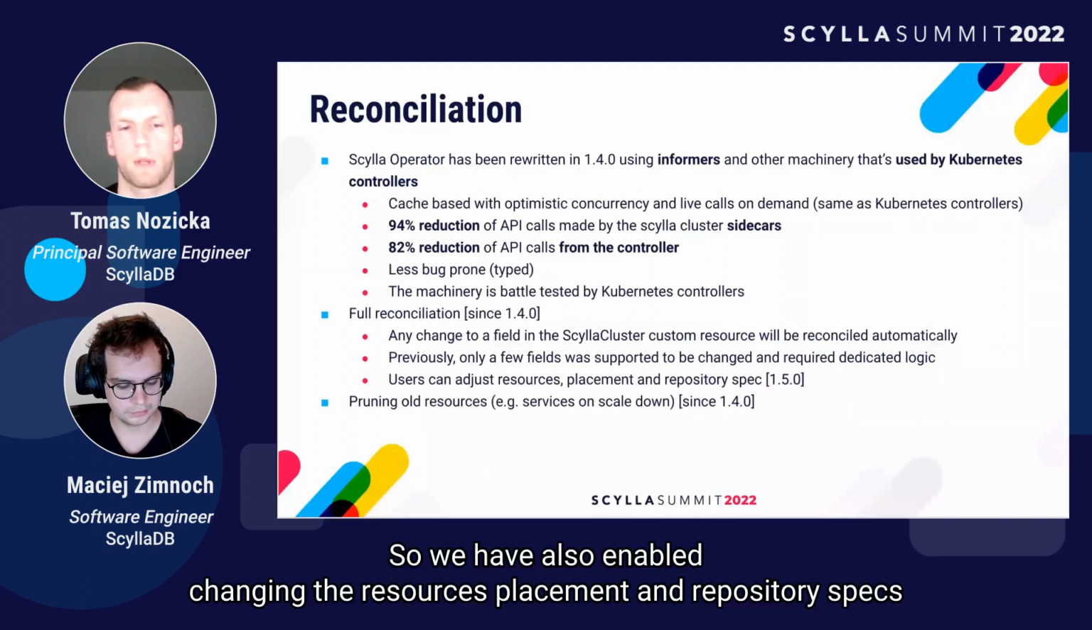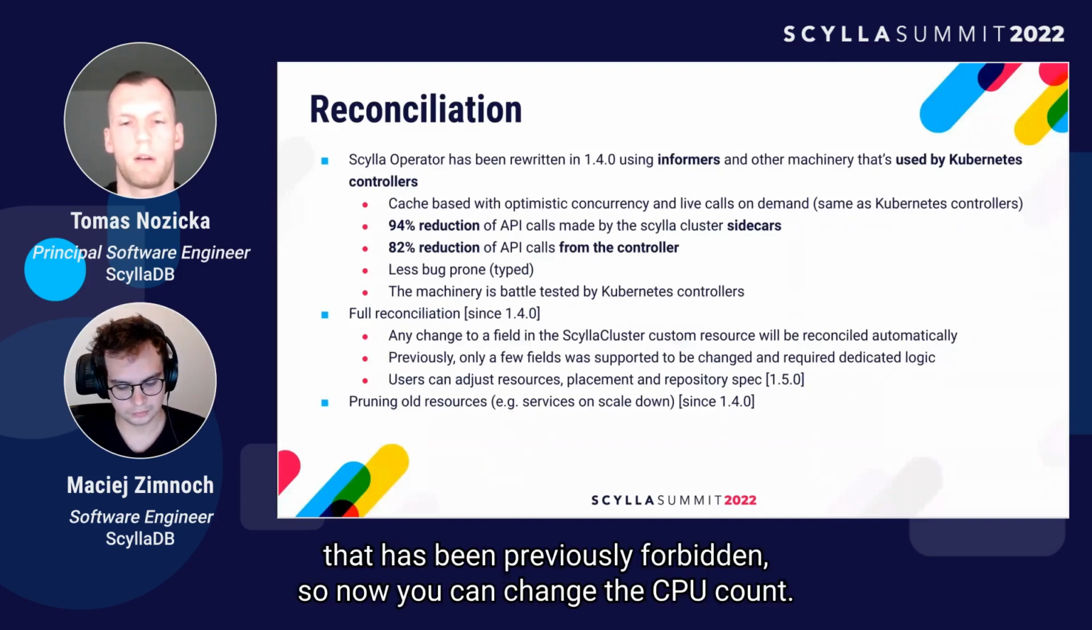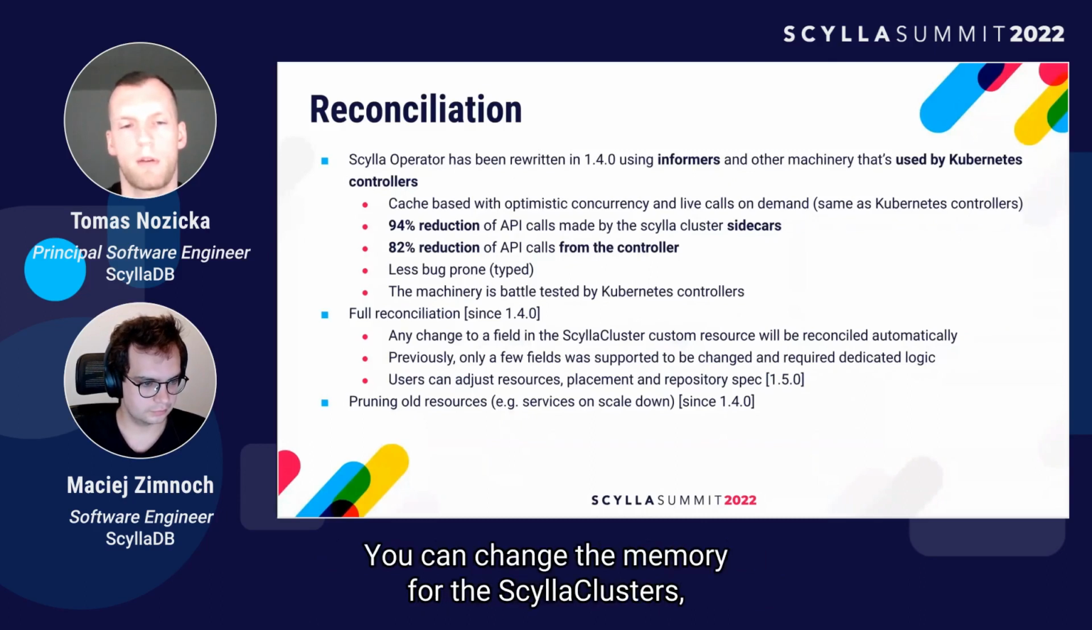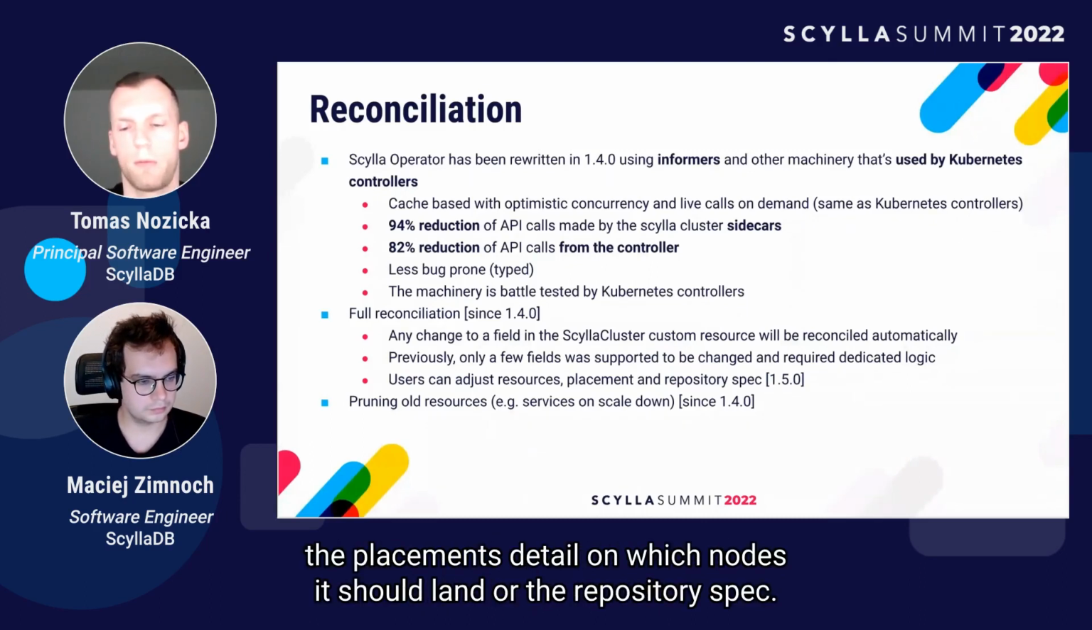So we have also enabled changing the resources, placement and repository specs that had been previously forbidden. So now you can change the CPU count, you can change the memory for the Scylla clusters, the placement to tell on which nodes it should land, or the repository spec.